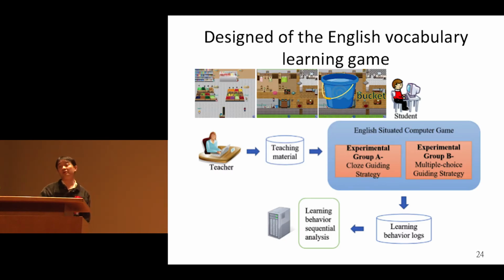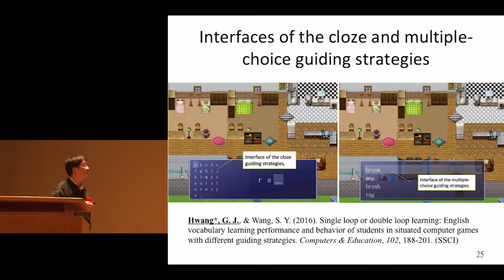And this is an example of educational computer games. This is an English vocabulary learning game. In this game, we try to investigate whether the different user interface would affect student learning performance or behavior pattern. So in this game, we call it a Cron's guiding strategy based game.